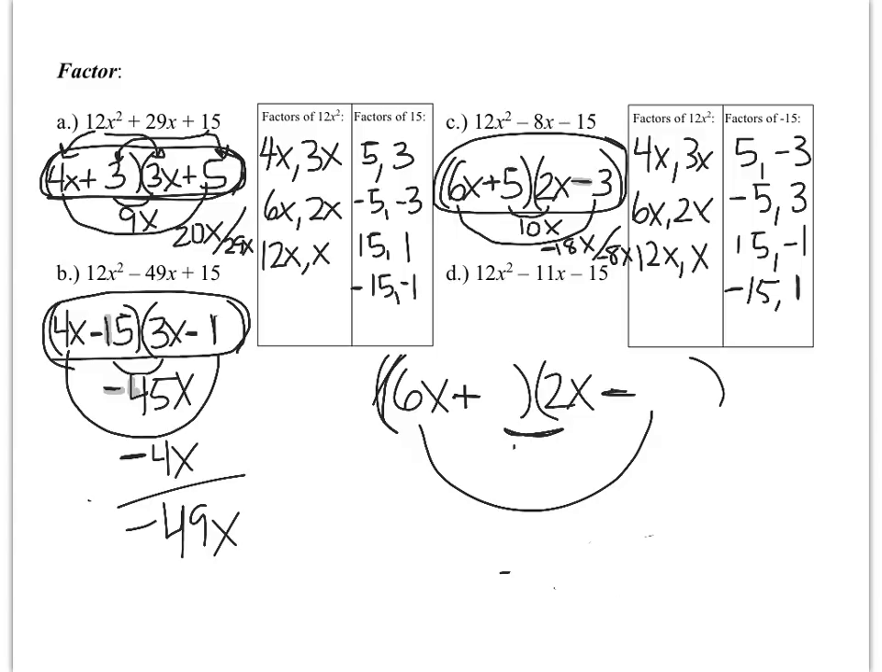So now let's put the 3 here and the 5 here, and let's try that. This is going to give me 6x. This is going to give me negative 30x. Well, now that got me a little bit further away from negative 11. So I've tried with the 6x and the 2x, I've tried the 5 and the 3 in both positions, and I've tried the 15 and the 1 in both positions. So my guess is probably it's not 6x and 2x.